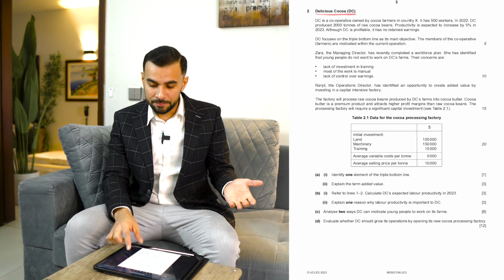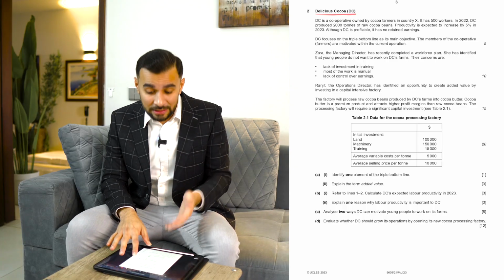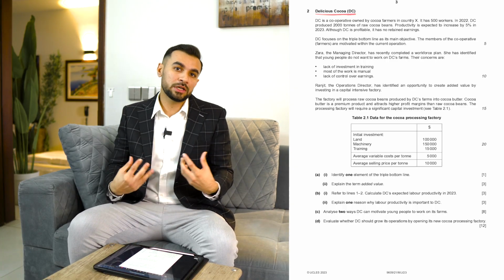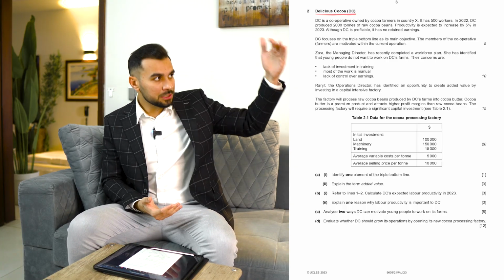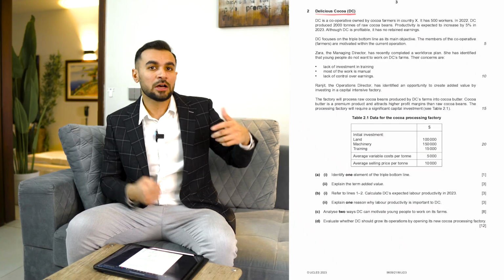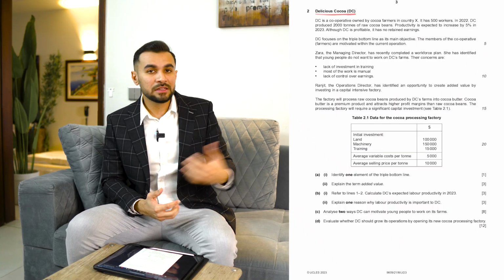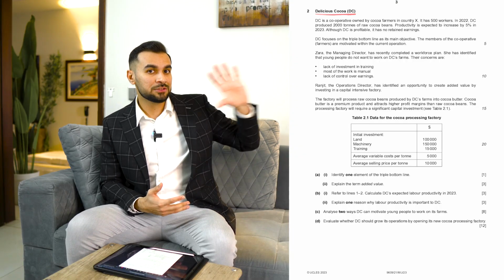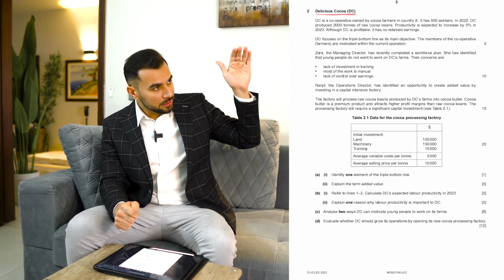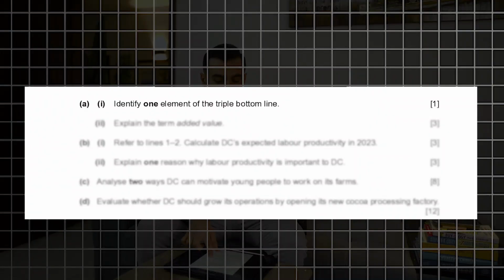Once you have started the exam and read the case study, let's say I'm a student in the examination, I would be going through what Delicious Cocoa does, how many employees they have, what business they are in, what industry they are in. I would read the case properly. And then when I go into A part 1, which asks me to identify one element of triple bottom line, how do you write this one marker?